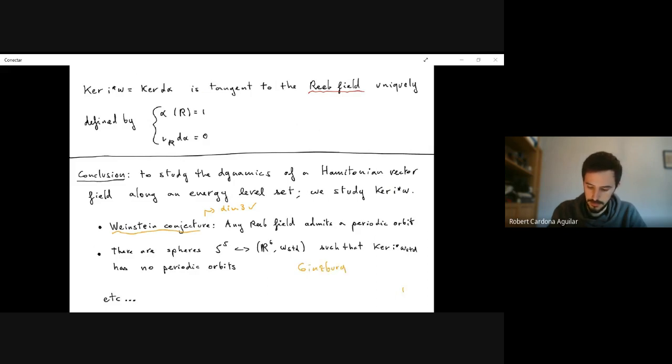I don't remember the year. He proved that there is a 5-dimensional sphere embedded in the standard 6-dimensional symplectic space, such that the kernel has no periodic orbits along this sphere. So in particular, the Weinstein conjecture is not proved in dimension 5, but it's not disproved either. So this is not of contact type. In dimension 5, this Hamiltonian structure is not of contact type. But this means that there's a difference: being contact imposes some conditions.